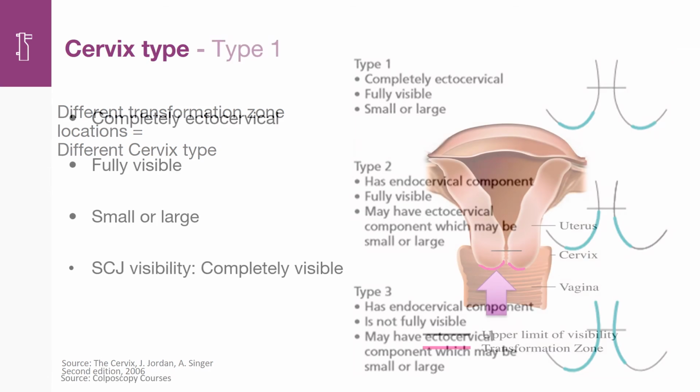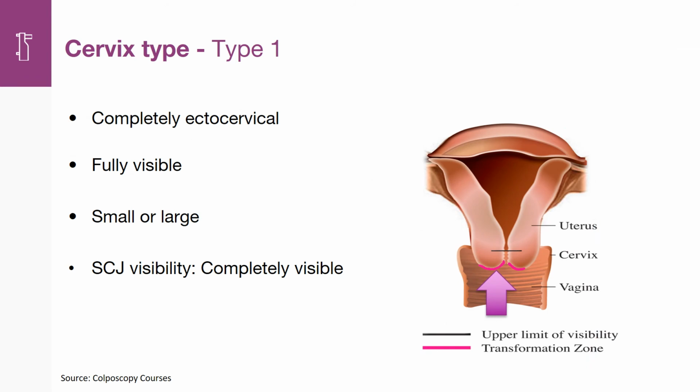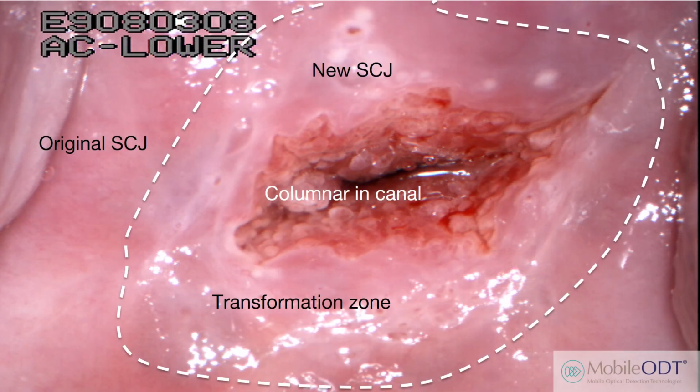In cervix type 1, the transformation zone is completely ectocervical and completely visible. That means that both SCJs are ectocervical and visible. Here is an example for cervix type 1. Notice that the new SCJ, which is the solid line, is much easier to detect.